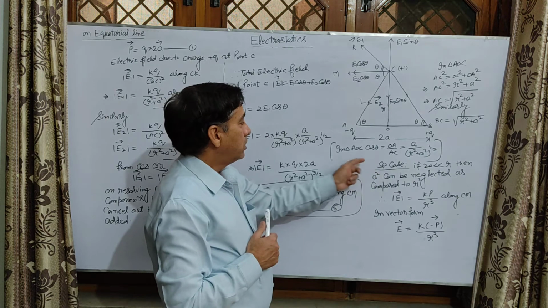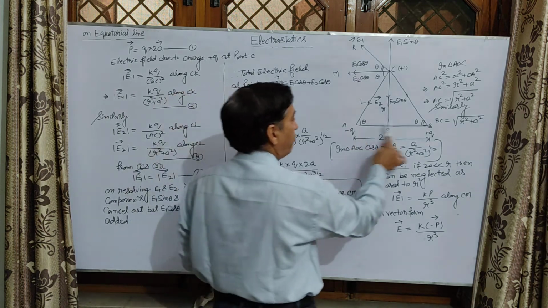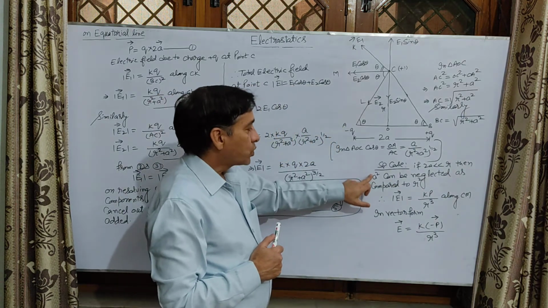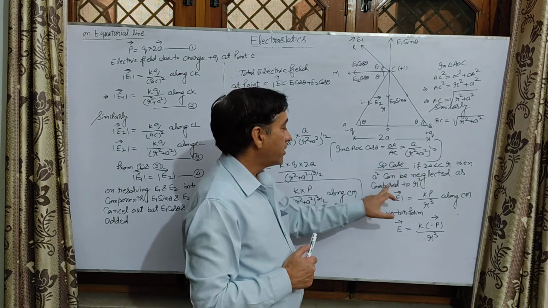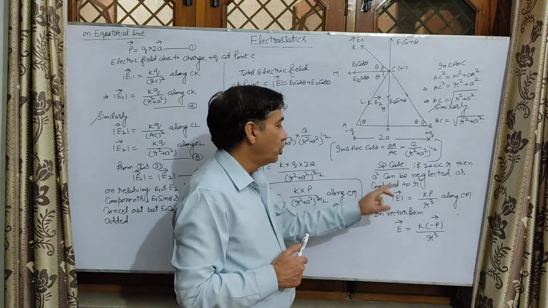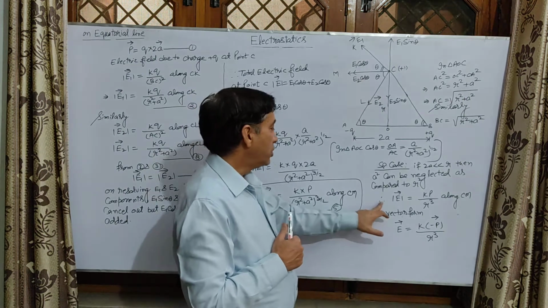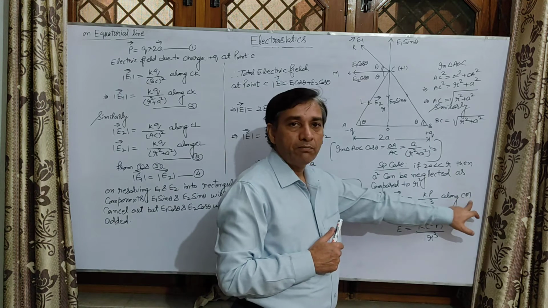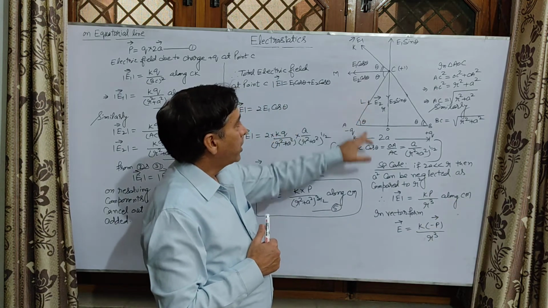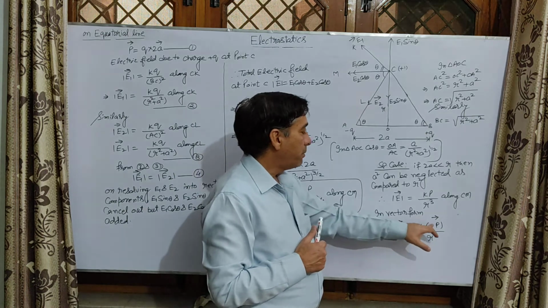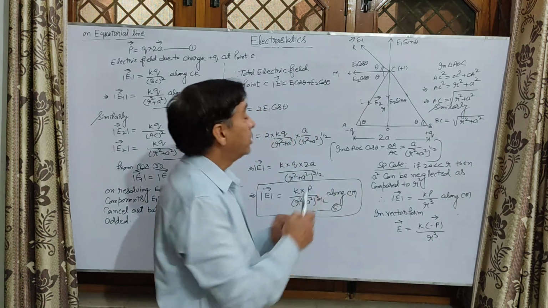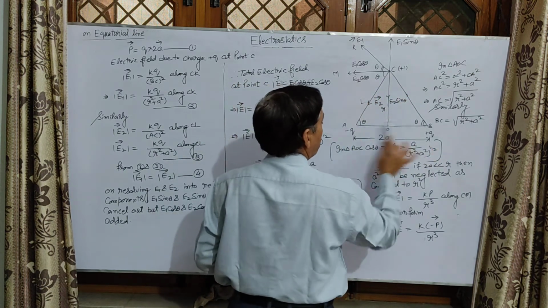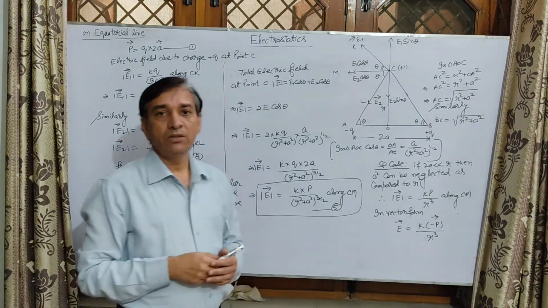Now we come to the special case. If the value of 2a is very less than r, then this a square can be neglected as compared to r square. Therefore E equals kp upon r cube along CM. Similarly, you can also write in vector form, E equals k into minus p upon r cube, because electric field is directed along CM and the direction of dipole moment is from negative charge to positive charge. Thank you.